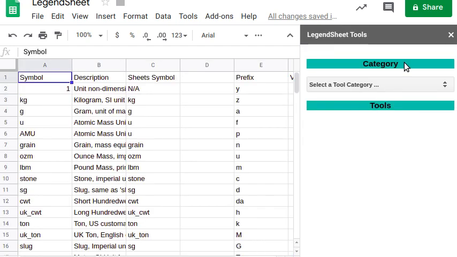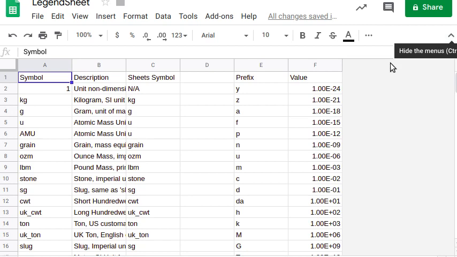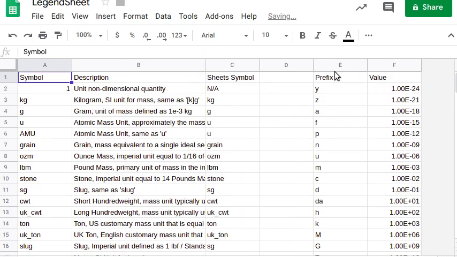Okay, it's creating a unit reference sheet for us. Great, let's have a look. So we have prefixes.